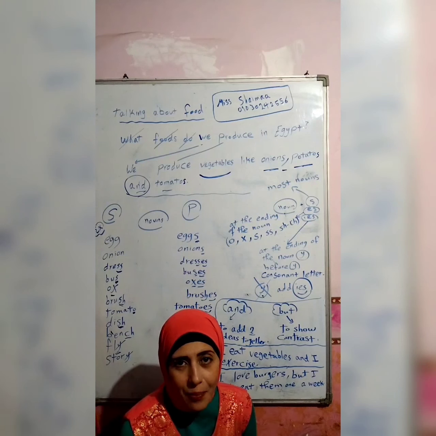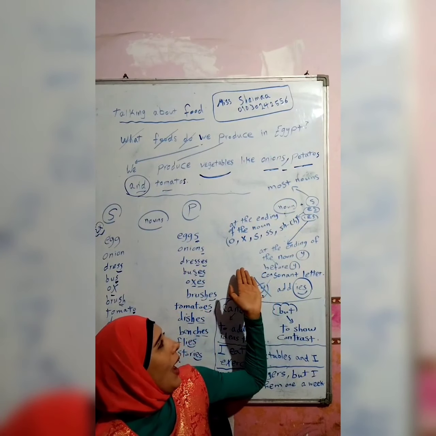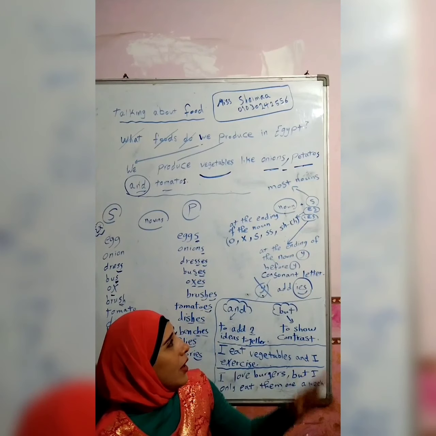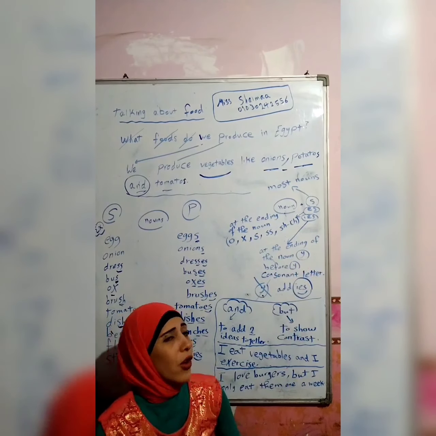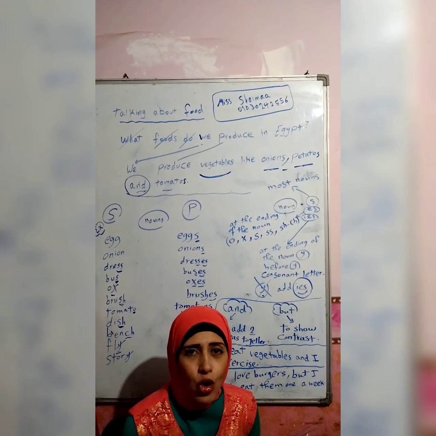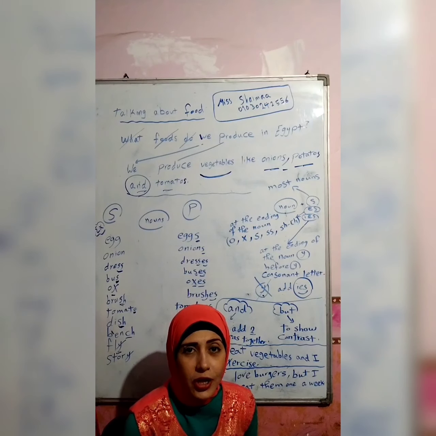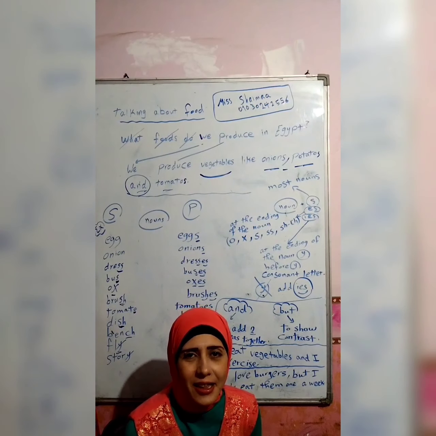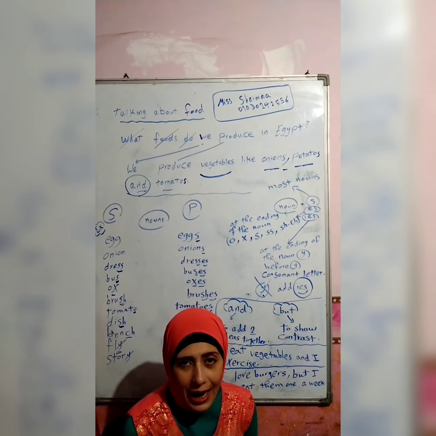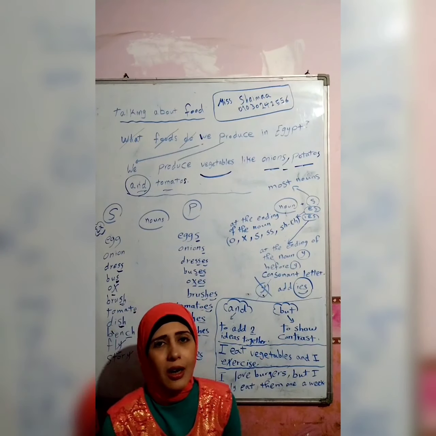Okay? The third rule, at the ending of the noun letter Y, before letter Y a consonant letter, delete or take off letter Y. After them, put IES at the ending of the noun. Okay?